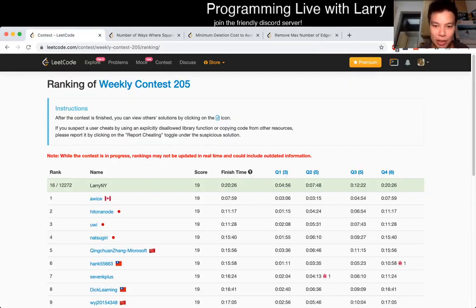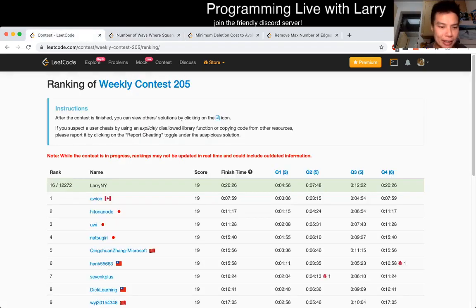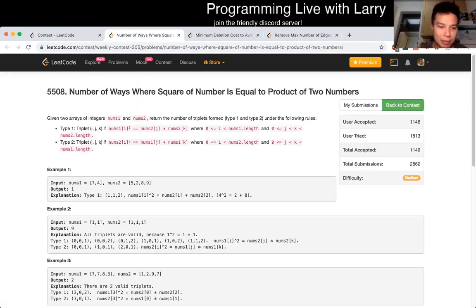This is me going over Q2 of the weekly contest 205, number of ways where square is equal to the product of two numbers. So this one should have been easy, and it was surprisingly easy. I think for me it was just about reading the problems, and I also feel like recently the contests have been a little bit trickier, so I've been maybe watching out a little bit.